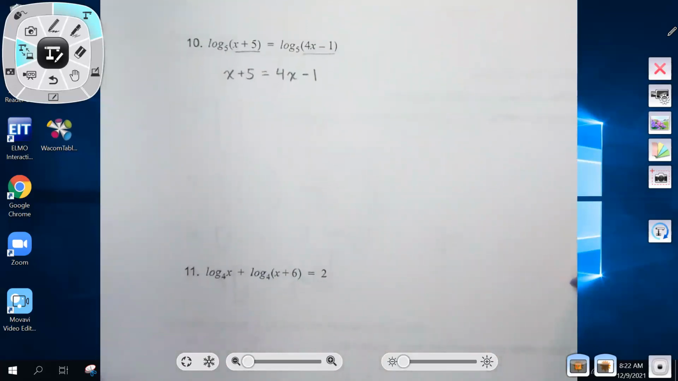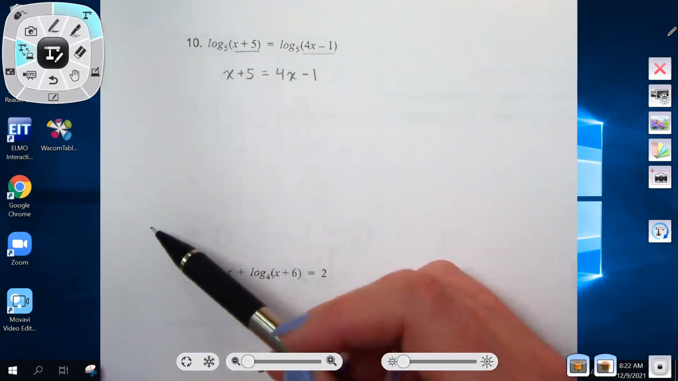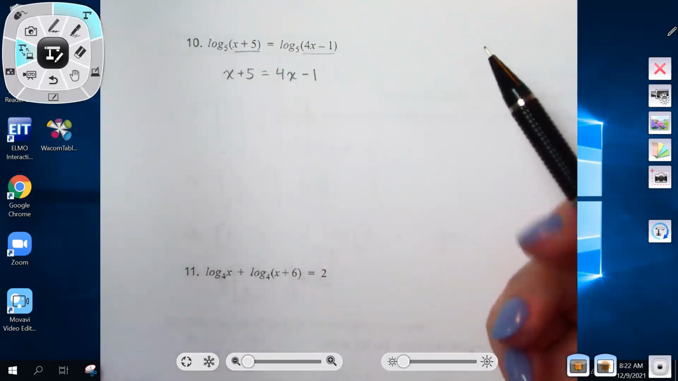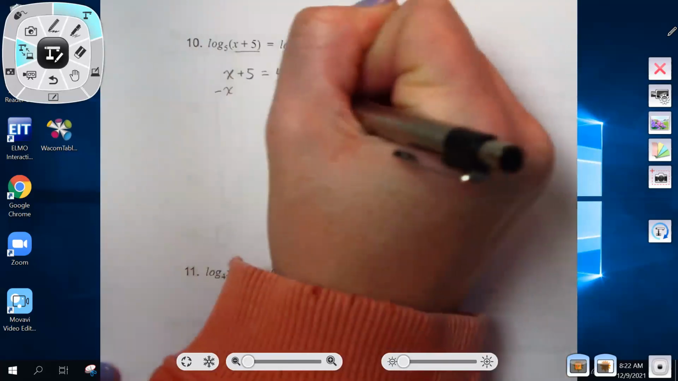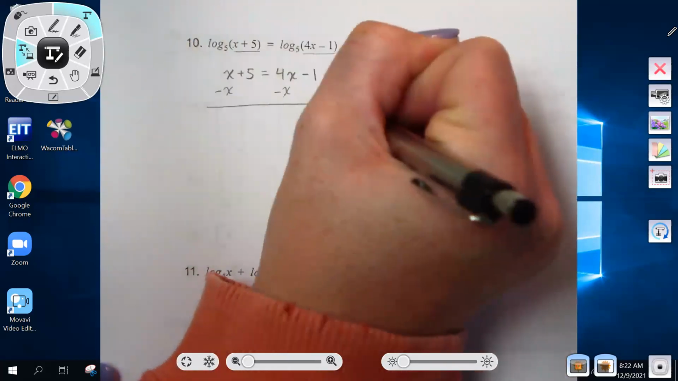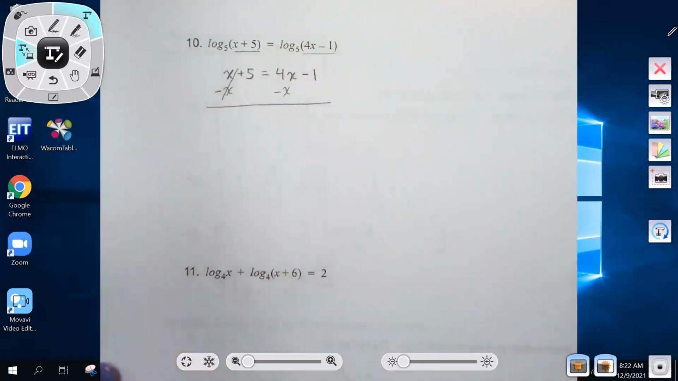Okay, so now we need to get all of the terms that have an x on one side and everything else to the other side. So I'm going to start by subtracting this x from both sides. There's other ways that you can work this. If you worked it differently than this, that's fine. Just check it to make sure you get the right answer at the end.